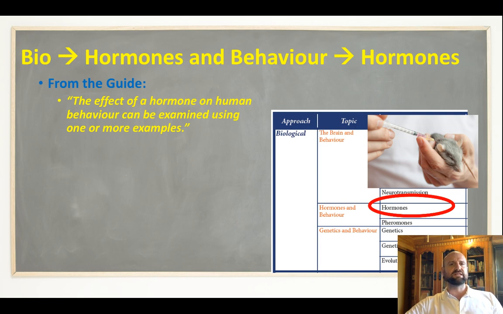So straight from the guide, the effect of a hormone on human behavior can be examined using one or more examples. Now, in terms of the IB guide, it has a lot of limitations, to say the least. But the biological approach is actually quite good. It has these little gold nuggets that state exactly what you want to do. I won't rant too much about the guide, but it is rather frustrating that they've removed the learning outcomes, but they still exist.